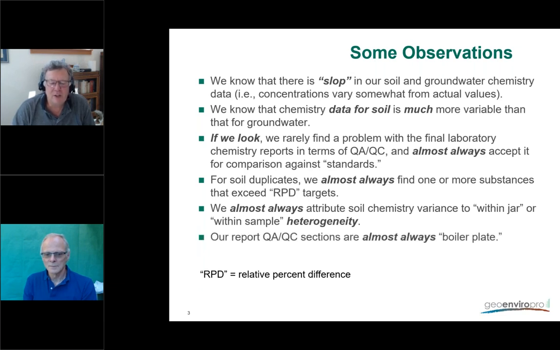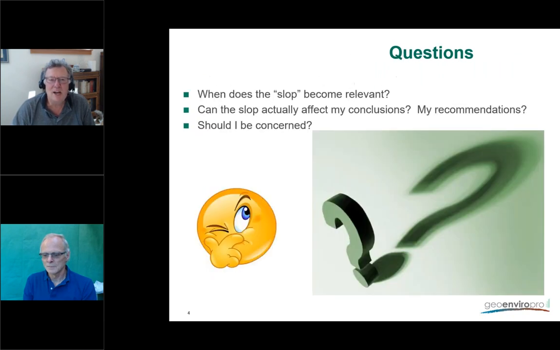And then in our final QA/QC reports, just about every report I've read almost always has some boilerplate, meaning we went through all this exercise, and everything meets our quality assurance targets. Let's get on with the reporting. Everything's good. Just about always that happens. So why are we spending all this time on this QA/QC stuff? Are we just wasting money?